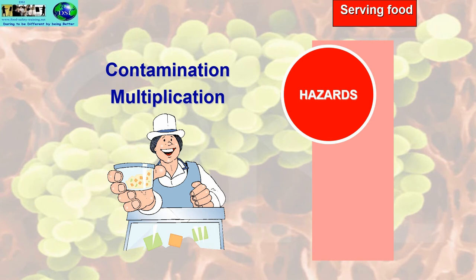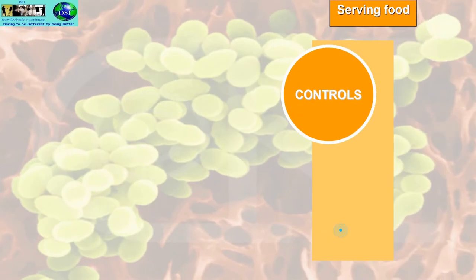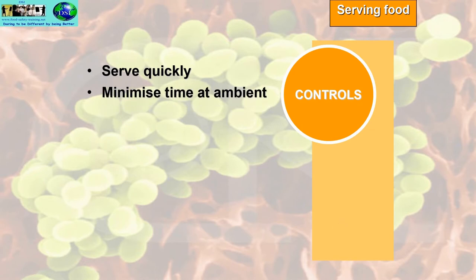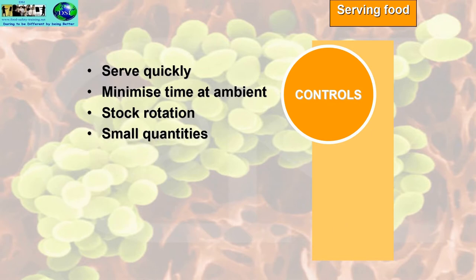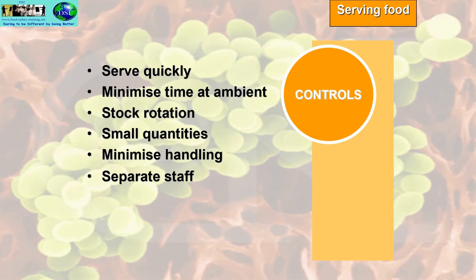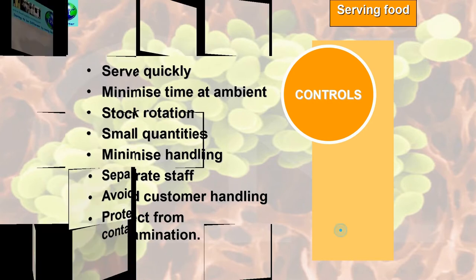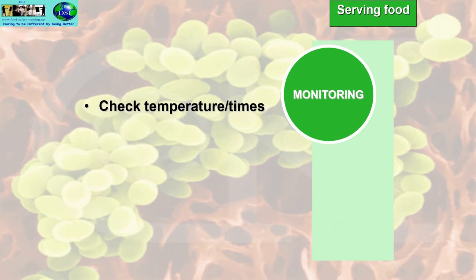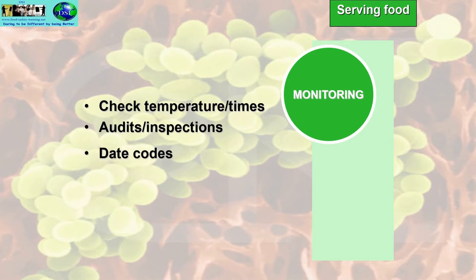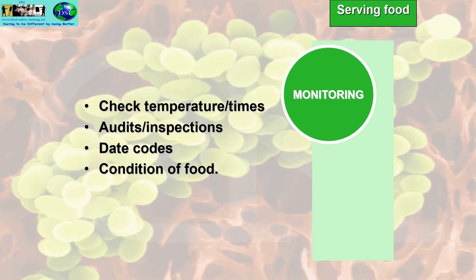Serving food, you can get contamination and multiplication. So we control that by serving quickly. So producing food and serving it as quickly to service as it has been produced, rather than keeping it hanging about. Minimize time at ambient temperature. Use good stock rotation. Small quantities, minimize handling, use separate staff or different processes, and avoid customer handling, and protect from contamination. Monitoring again: check temperatures and times, and audits and inspections. Also date codes, and looking at the condition of food. So again, using our organoleptic sensors.